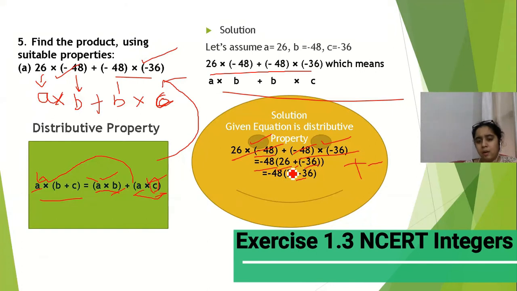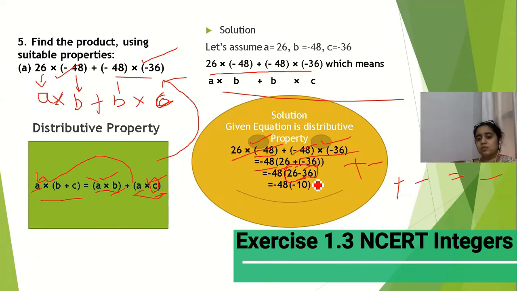Now we will apply the rule of addition and subtraction to solve this bracket. Here one number is positive, that is 26, and 36 is negative, and if one number is positive and another number is negative, we have to subtract those numbers from each other. So when I subtract 26 from 36, I will get 10. And the sign of the answer depends upon the greater number. If you subtract 26 from 36, 36 minus 26 is 10, and the sign of this 10 depends upon the sign of the greater number.